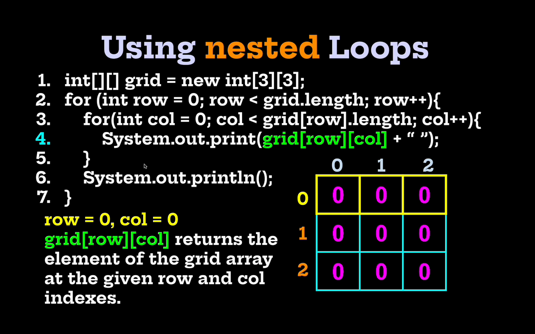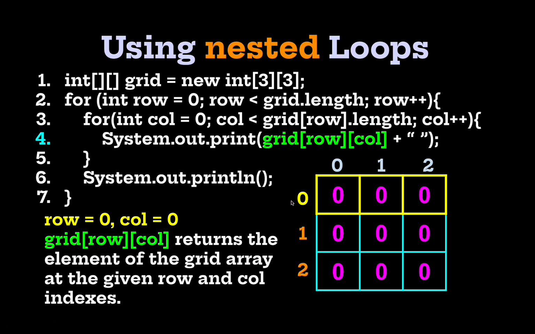All right, on line 4, what do we have? On line 4, we have this system.out.print. Notice that this is print, right? And we're printing out the grid of the row and of that column. So in our first example, the row is 0, the column is 0. And so when we say grid, row, column, we're saying grid 0, 0. What's grid 0, 0 in this case? So what would be the first output?